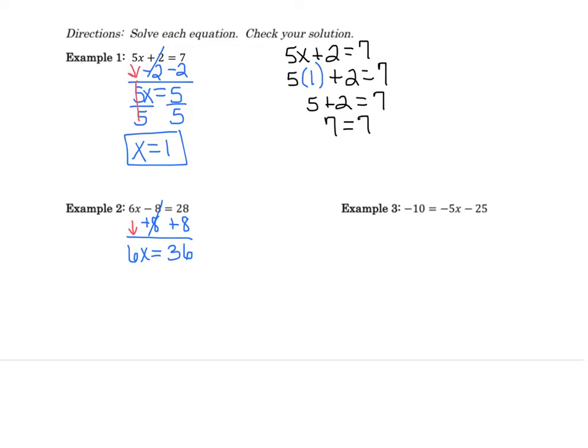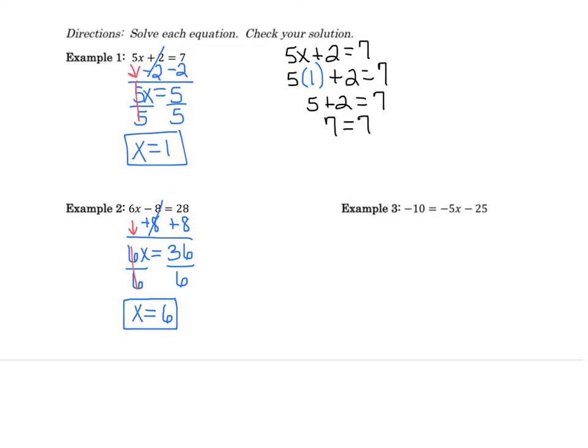Now step 2, undo multiplication or division. We're multiplying here, so we're going to undo it by dividing on each side. The 6's are going to cancel. So you're left with x equals 36 divided by 6 equals 6. So x equals 6 is your answer. And again, you can always check it to see if it works by replacing x. 6 times 6 is 36, minus 8. Does that equal 28? Yes, it does.